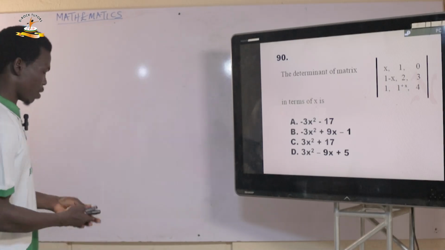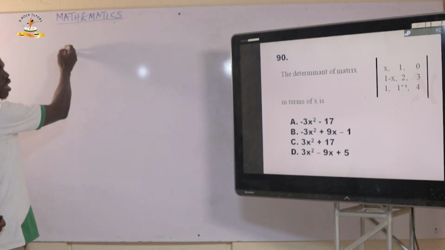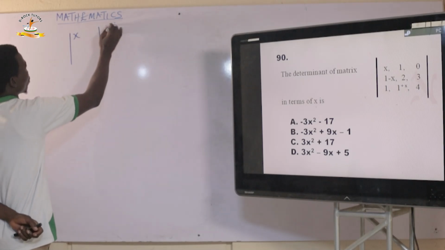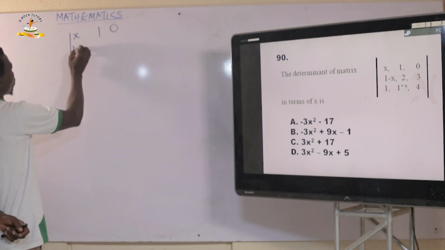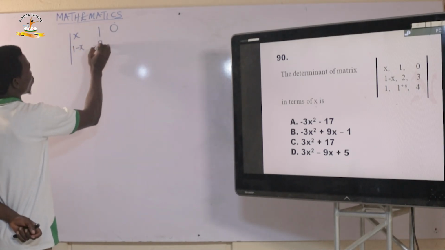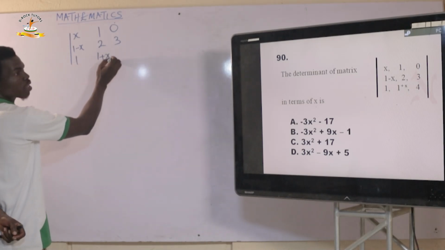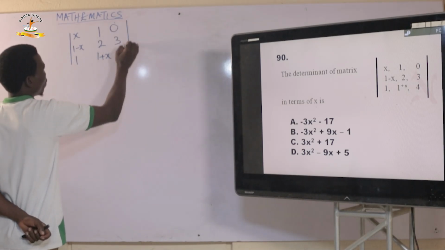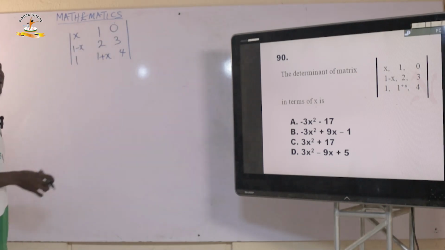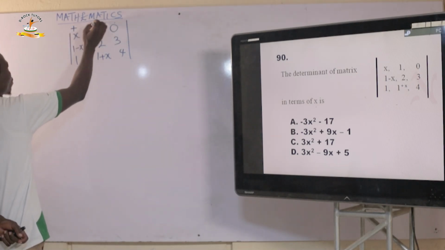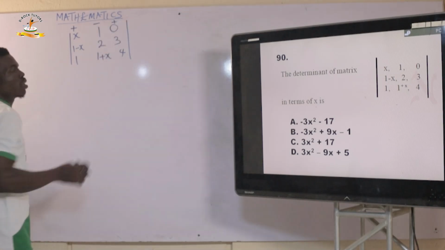So in terms of x, we write it out: x, 1, 0, 1 minus x, 2, 3, 1, 1 plus x and 4. So we assign it a sign factor. This leading row is plus, minus, and plus.